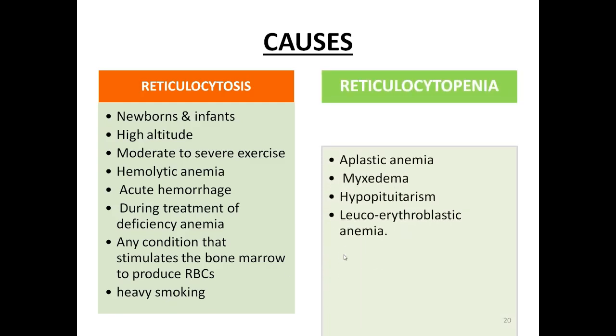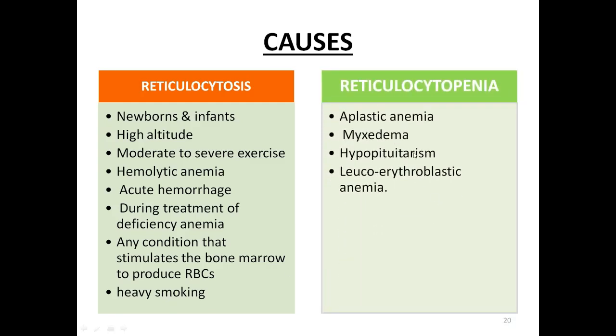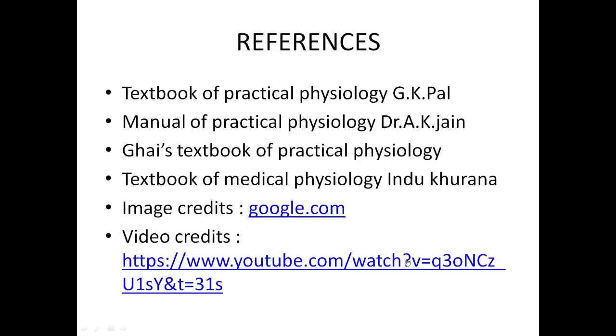Then the causes of reticulocytopenia: aplastic anemia, where the activity of bone marrow is not good, it is suppressed. In myxedema, hypopituitarism, leukoerythroblastic anemia, in all these conditions the reticulocyte count will decrease. Thank you.